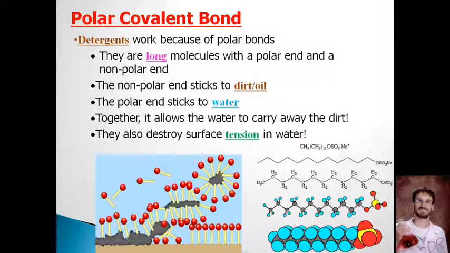While oils and things of that nature are not charged. They actually don't like charges at all. This is why oil and water doesn't mix. Well, the way that soaps work is you get oil on your skin. So here is your skin, this section right here.